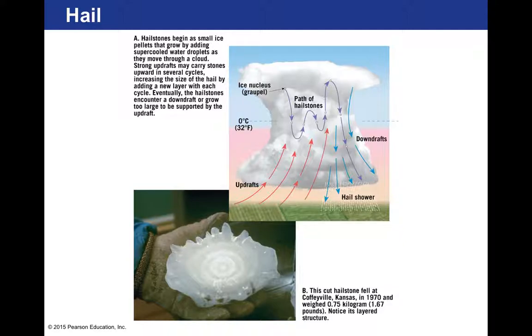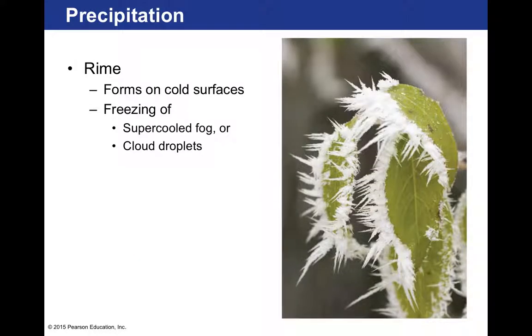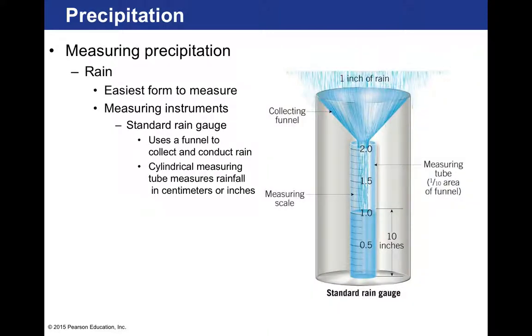And some of these things can get rather large. This is an extreme example on this slide showing a 0.75 kilogram piece of hail, but it really does show you the layered structure inside, how this piece of precipitation has been continuously uplifted into the thunderstorm cloud over and over again until it finally falls to the ground. Another form of precipitation is called rime, and this forms on cold surfaces, and this is the freezing of fog, actually, or cloud droplets. Now, how do you measure precipitation?